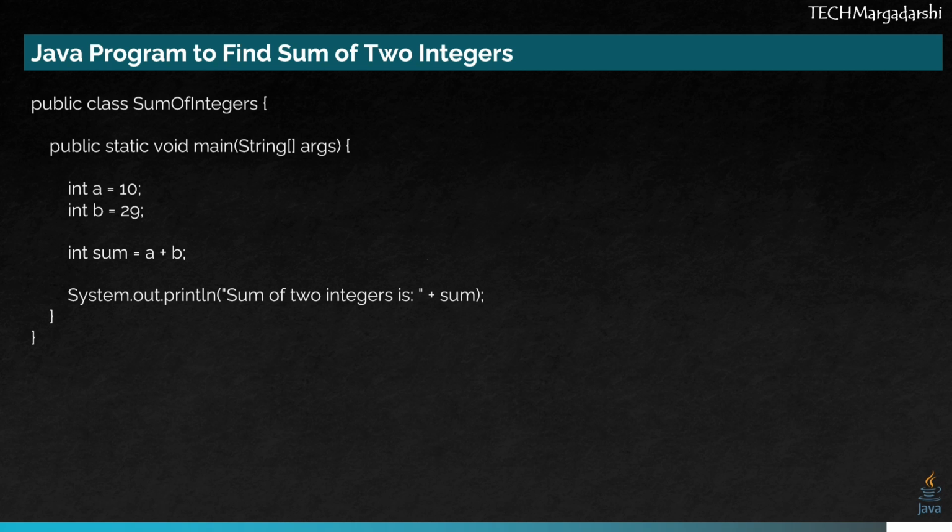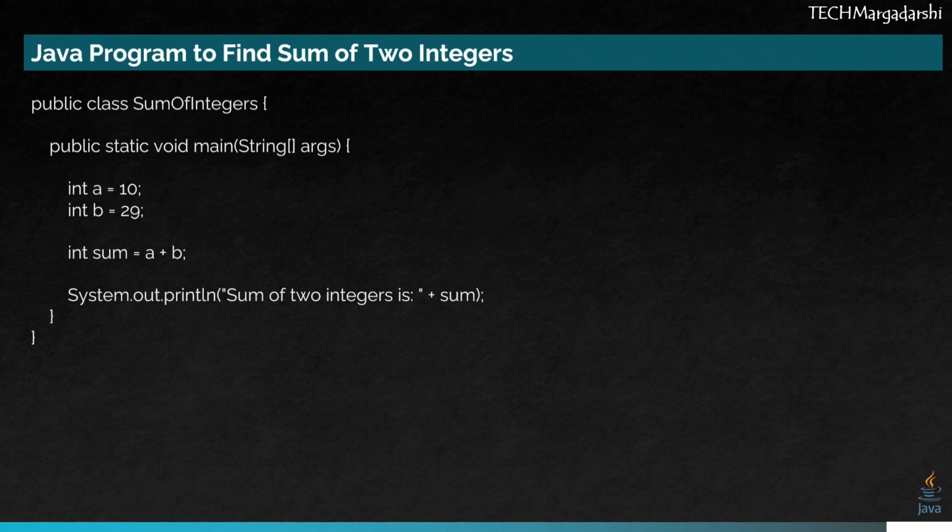Let's understand how to find the sum of two integers in Java. First, we create two integer variables named a and b with values 10 and 29. Next, we create another variable called sum and store the result of adding a and b. Using the addition operator plus, Java performs the arithmetic operation and stores the output in the sum variable.